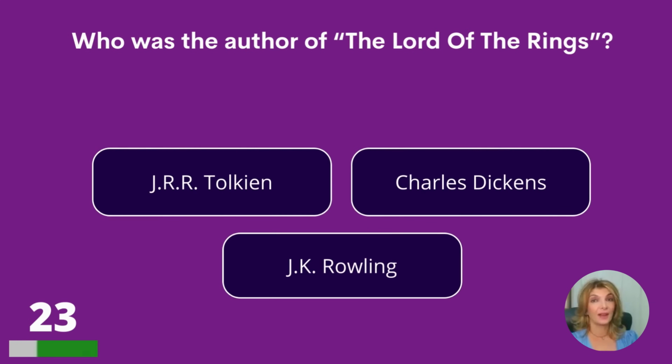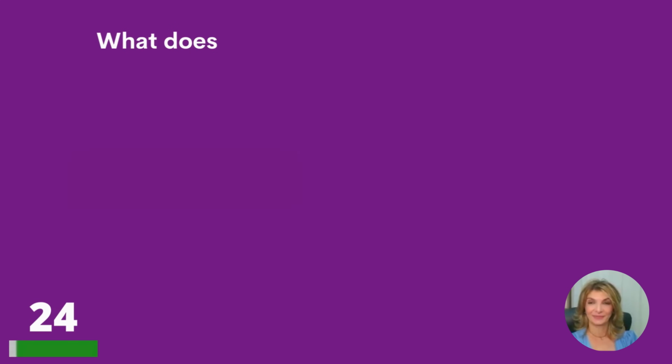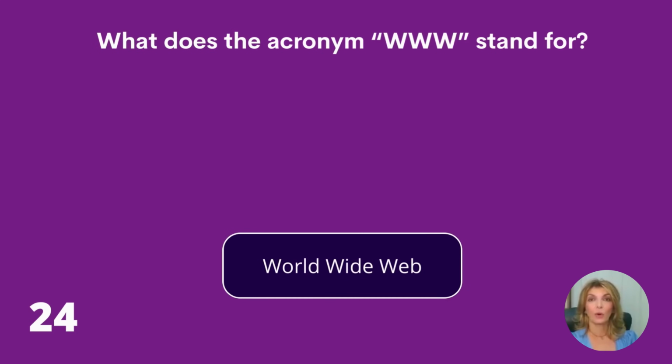Who was the author of The Lord of the Rings? J.R.R. Tolkien, Charles Dickens, or J.K. Rowling? J.R.R. Tolkien. What does the acronym WWW stand for? Women Who Write, Web Wandering Window, or World Wide Web? World Wide Web.